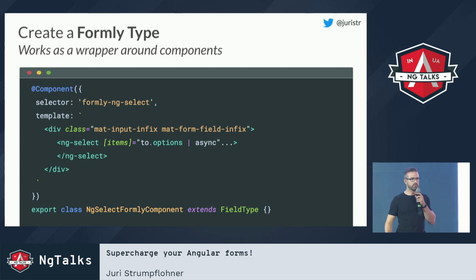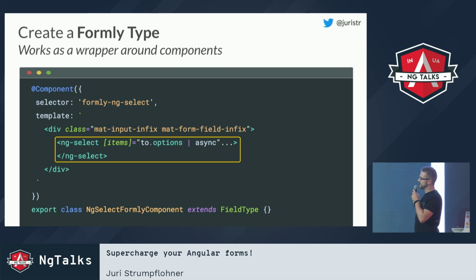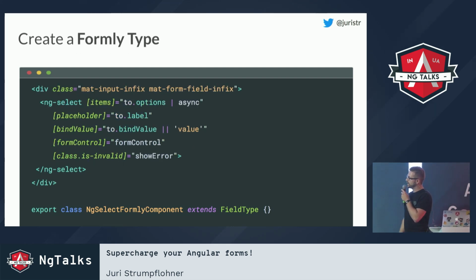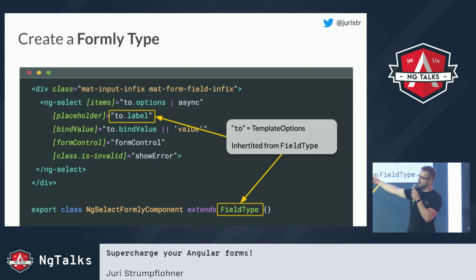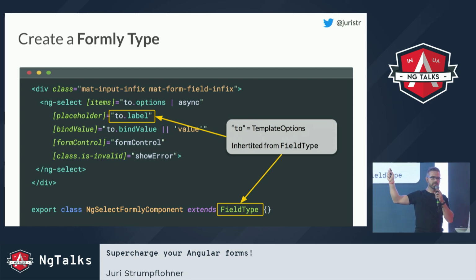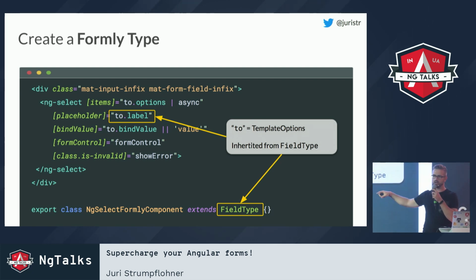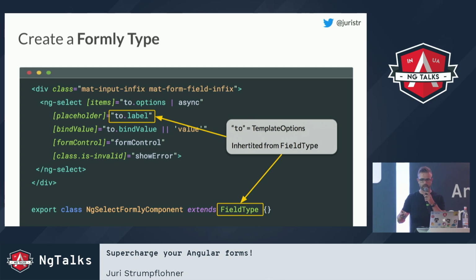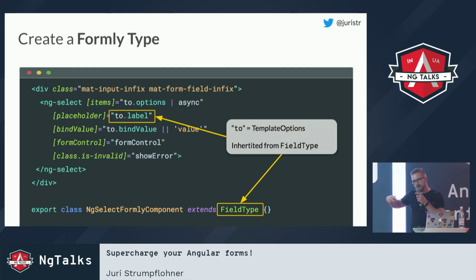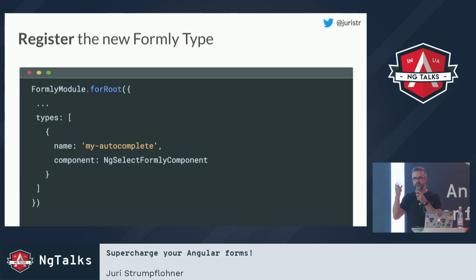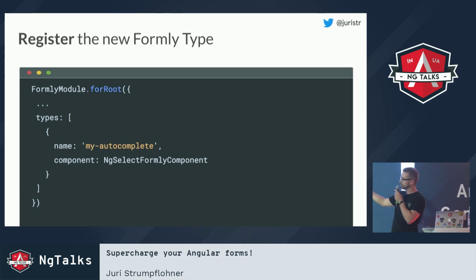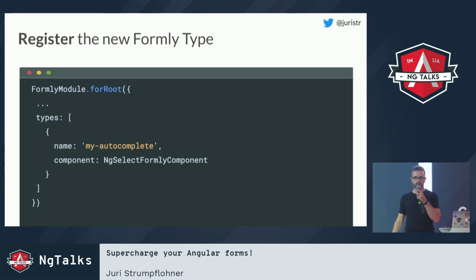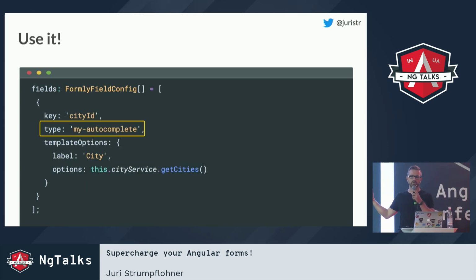What you have to do is wrap that into such a Formly component. So I have my NgSelect inside there. And then here's an expanded version. I'm binding those properties of NgSelect to that TO variable. And that TO variable comes from that field type I'm extending. And so these are the template options we have seen before, which you configure, right? And so that would already work. We now have to register that new type in Formly, calling it my autocomplete, and passing in the instance of the component. And then I can use it in my Formly configuration.